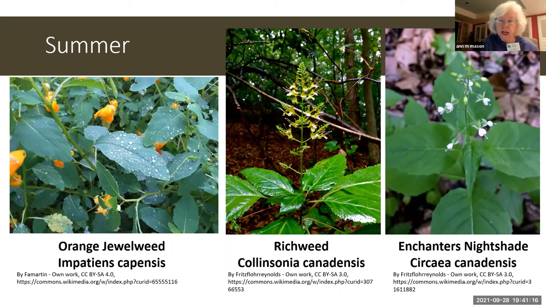The Enchanter's Nightshade grows in dappled sunlight or in medium shade. And you see it blooms early in July. The mature seed capsule has self-hooked hairs to help distribute the seeds. And this will grow 1 to 2 feet tall.